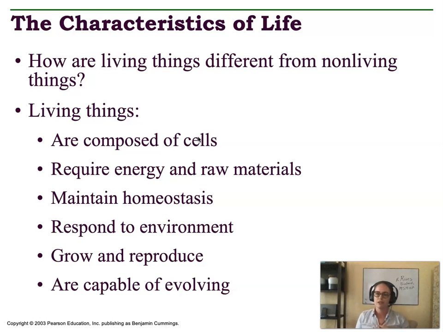So we have all these nutrient needs. We require energy for raw materials. Yeah, okay, that works for we're alive. We maintain homeostasis. We will be talking about homeostasis shortly. It is in this introductory chapter. Homeostasis means that we're not going to let our internal environment get too far away from our normal.